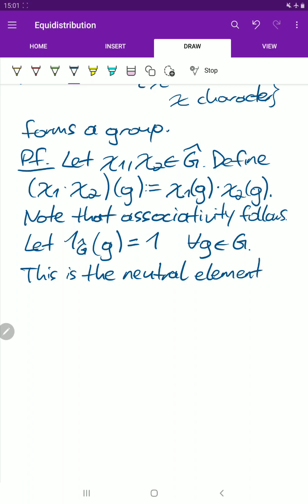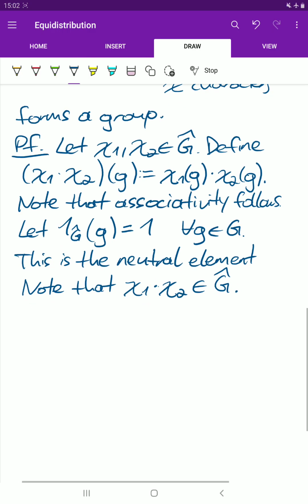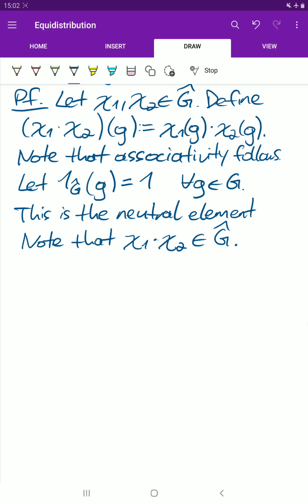Maybe as another remark, also I should have maybe said this before, but it's easy to check that multiplication is well defined, so the product of two characters is again a character. This means we have to plug in two elements, so the product of two elements from G, and we get again that chi 1 times chi 2 is again a homomorphism.